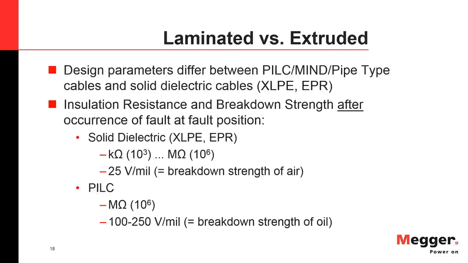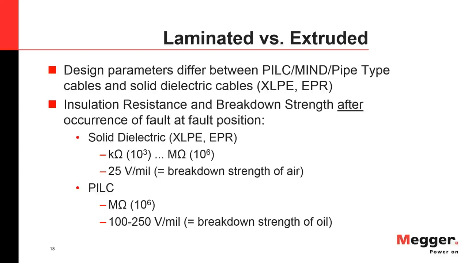But as soon as a fault happens, this situation that the solid dielectric has the higher parameters is completely inversed. After a fault happened, the solid dielectric typically is only in the kilo ohm range and maybe in the low meg ohm range for the fault resistance. And since it's an air gap, a pinhole fault, there's nothing less than air or a carbonized path. You only have 25 volts per mil as the breakdown strength there. While in PILC, you have oil. So you have to deal with the breakdown strength of oil. So the resistance is much higher and the breakdown strength can be much, much higher. And this is pretty much what the challenges for the ARM method are based on.